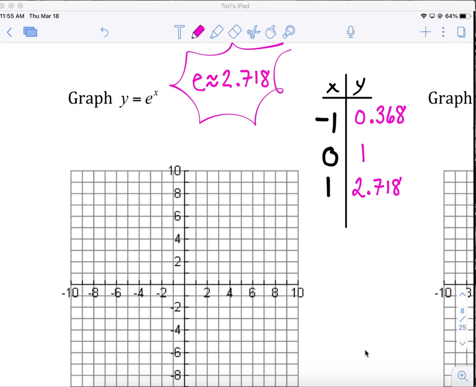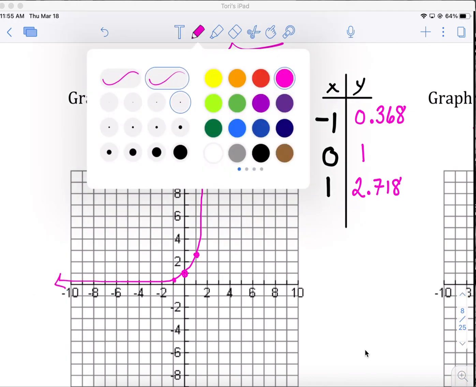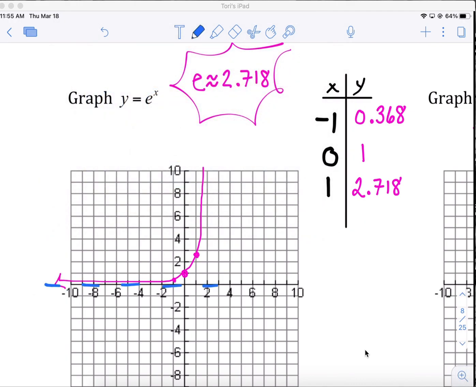We're going to go ahead and graph these. At -1, I have a small decimal. At 0, I have 1. And at 1, I have 2.7-ish. So just somewhere between 2 and 3 gives me enough. I'm going to go ahead and draw my graph. No transformations on this guy means that my asymptote is still on 0.